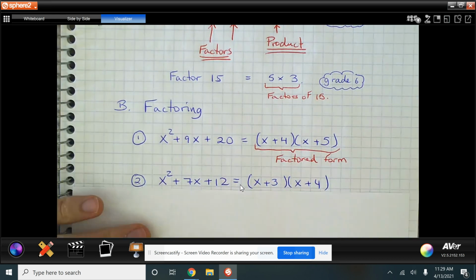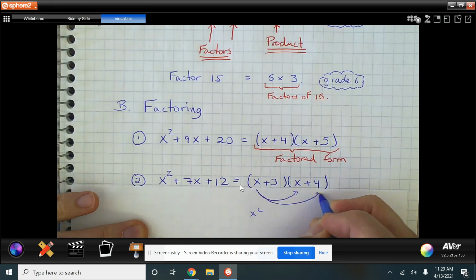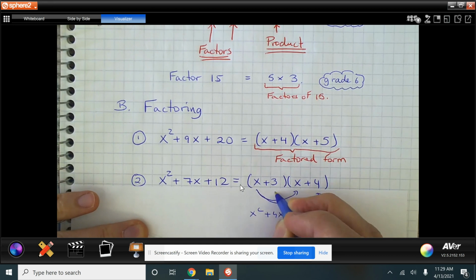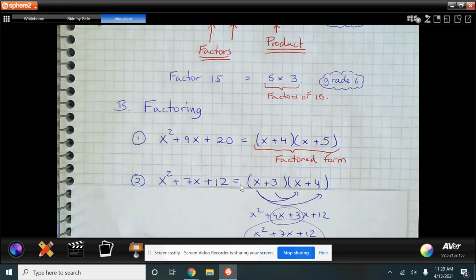Now, I'm going to check it one more time just to make sure you guys see where we're getting this. So x times x is x squared. X times 4 is 4x. 3 times x is 3x. And then 3 times 4 is 12. Combining those two middle terms, we get x squared plus 7x plus 12.